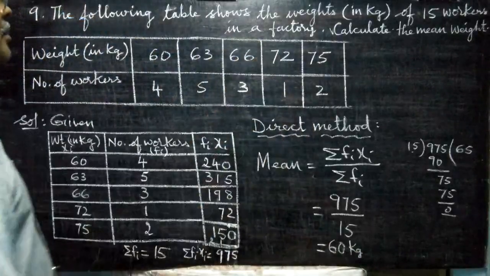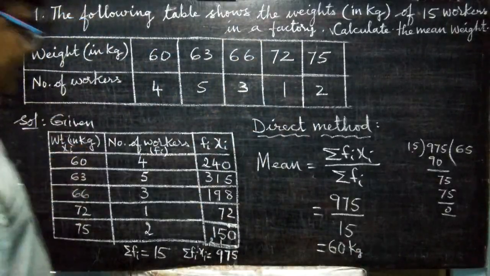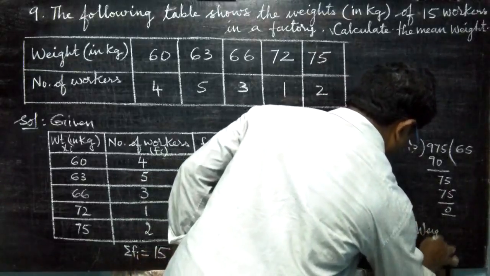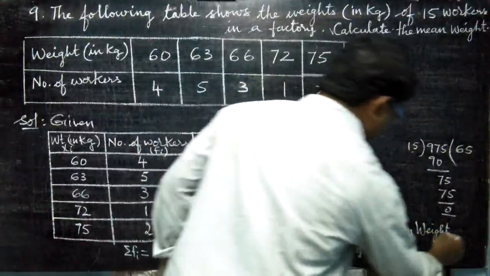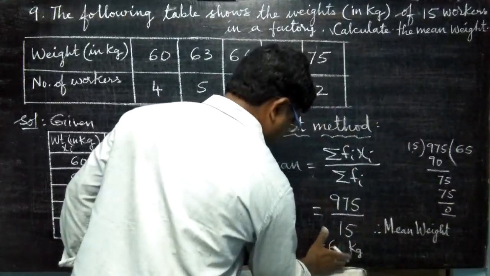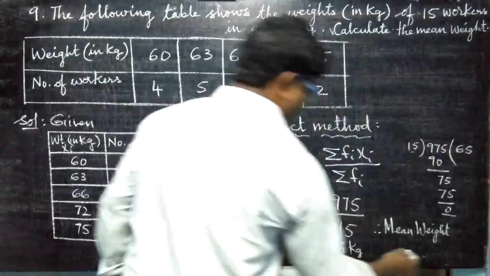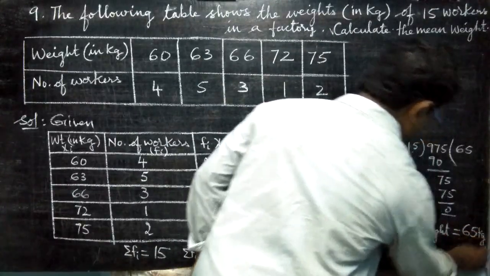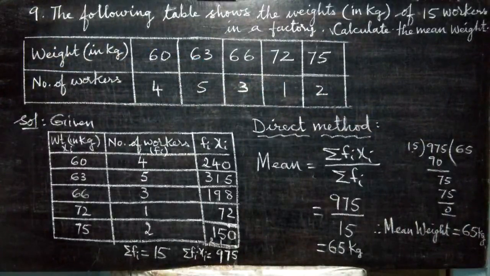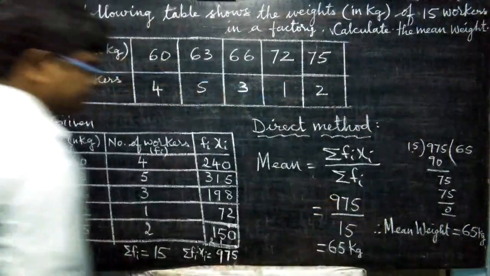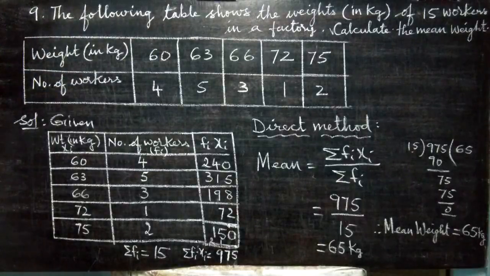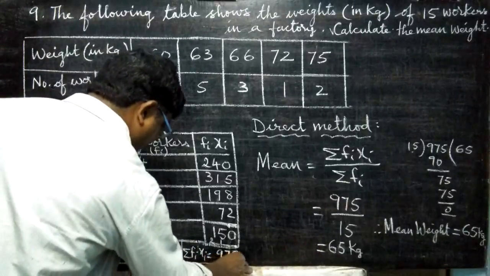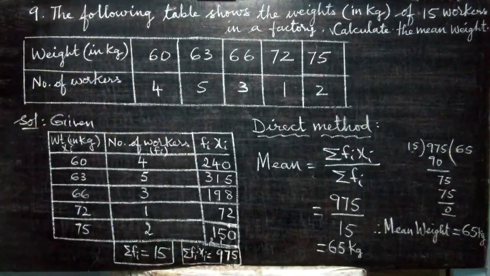They told to find mean weight. So therefore they given kgs. Therefore mean weight is equal to how much? 65 kgs. Write that units also. This is the way of simplifying. You have to add total frequency. After multiplying, you have to add. This is total sigma fi xi.